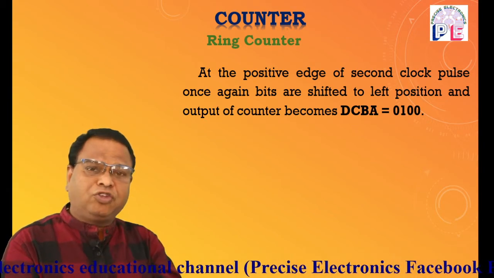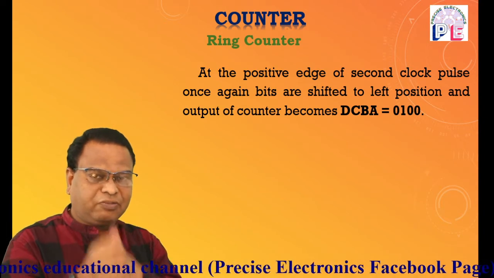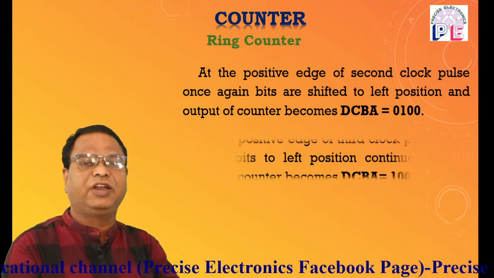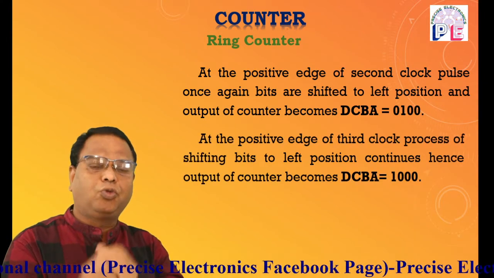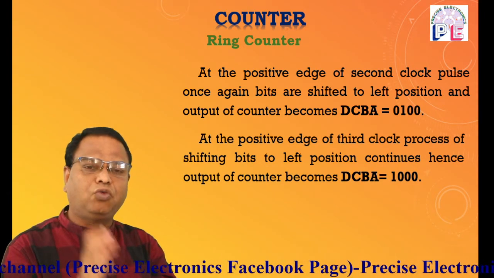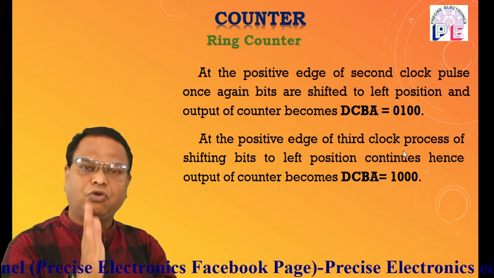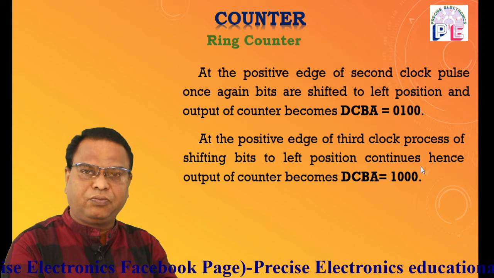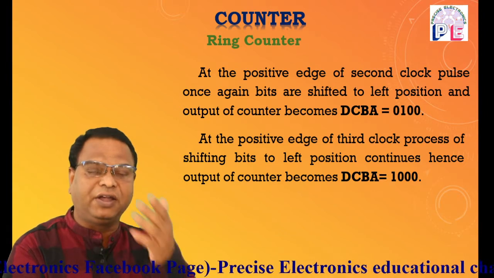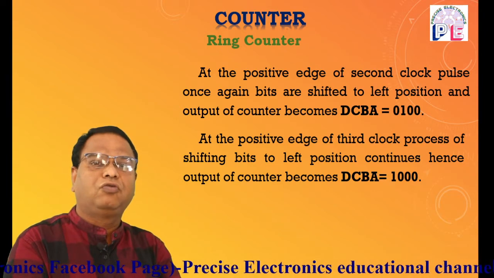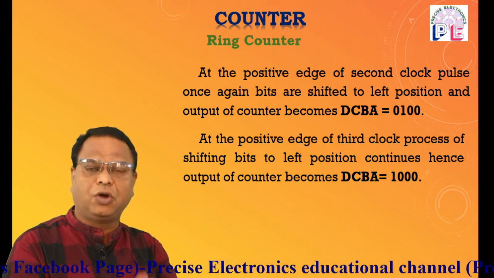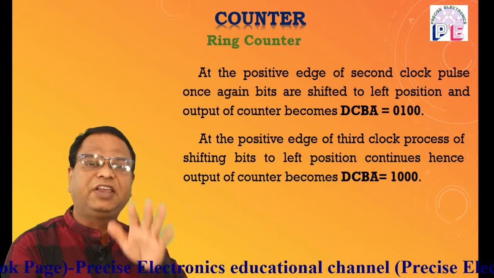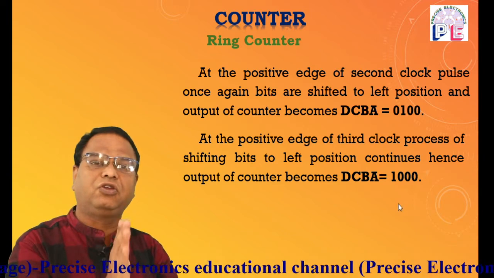At the positive edge of the third clock pulse, when the next pulse is applied, once again the bits move towards the left hand side. So the output of counter at this stage is now DCBA equal to 1000. The bit stored in the third flip-flop, that is a high bit, is now shifted to the fourth flip-flop. So the output of counter at the third clock pulse is DCBA equal to 1000.